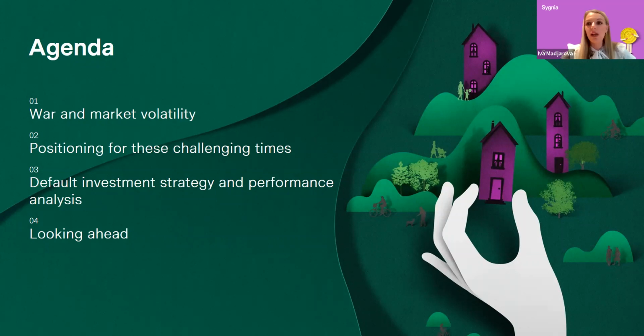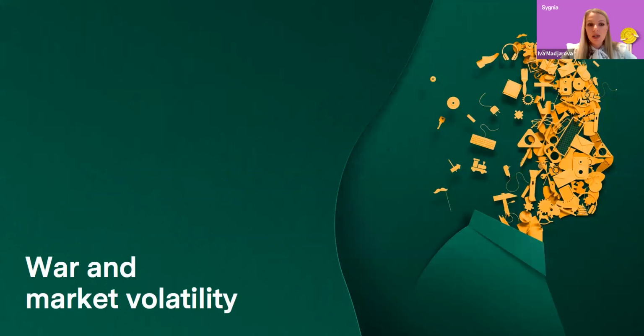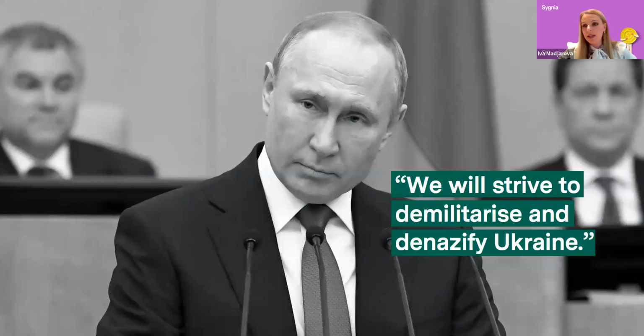And then lastly, I'll end off with what our views are and how we are acting in the portfolios when we look ahead. So, war and market volatility. On the 24th of February, just over a month ago, Russia invaded Ukraine. According to Putin, the aim of this mission was to demilitarize and denazify the Ukraine.